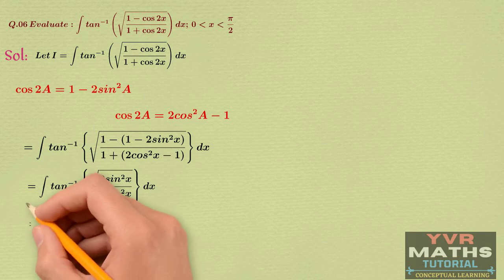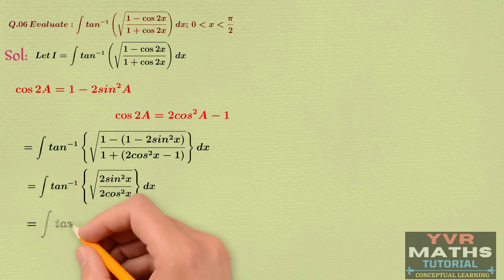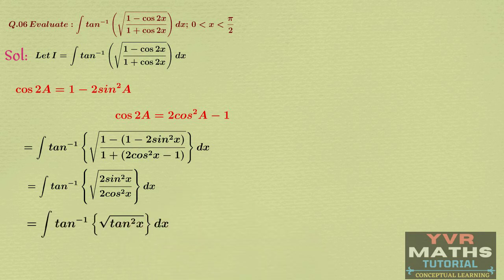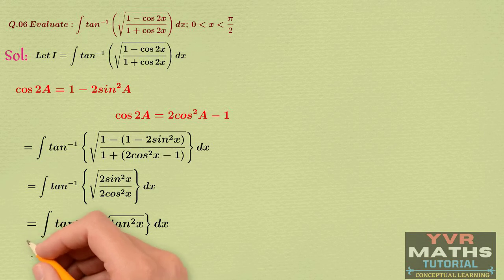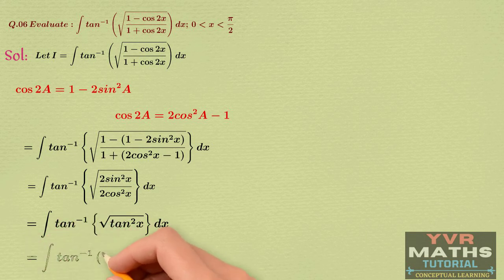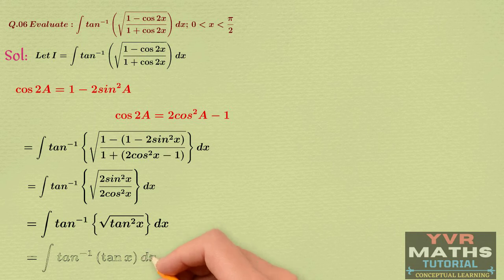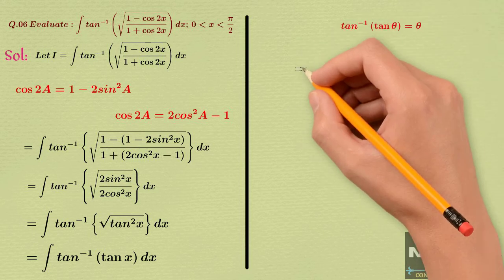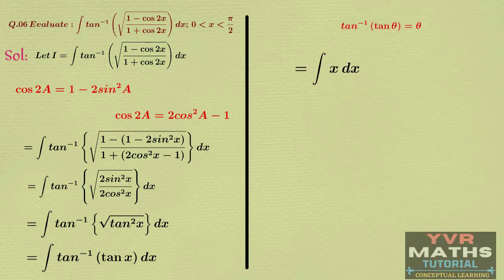Then the next step is integral tan inverse of root over sin square x by cos square x, which is tan square x, dx. Here the square root get cancelled. Then the next step is integral tan inverse of tan x dx. By using inverse trigonometric functions properties, tan inverse of tan theta is equal to theta. Then the next step is integral x dx.